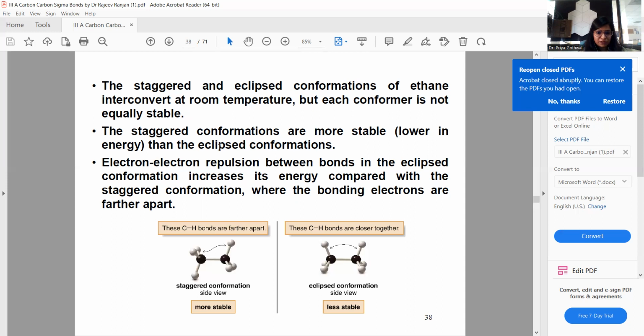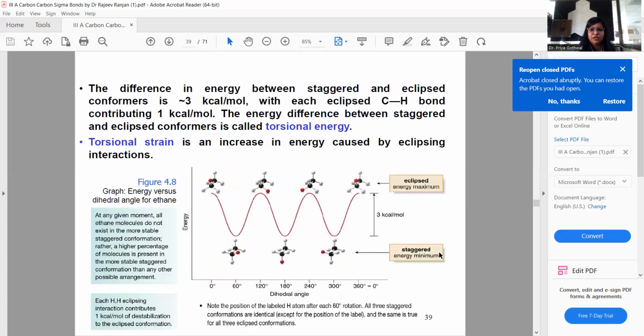Here we see the staggered conformation. In the side view of this compound, these C-H bonds are further apart, which is more stable. And in this eclipsed conformation, in the side view of the compound, these carbon-hydrogen bonds are closer together, which is less stable. The difference in energy between staggered and eclipsed conformations is about 3 kilocalories per mole, with each eclipsed carbon-hydrogen bond contributing 1 kilocalorie per mole. The energy difference between staggered and eclipsed conformers is known as torsional energy.